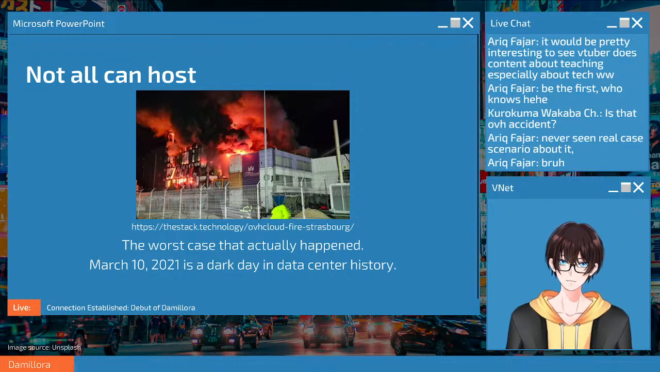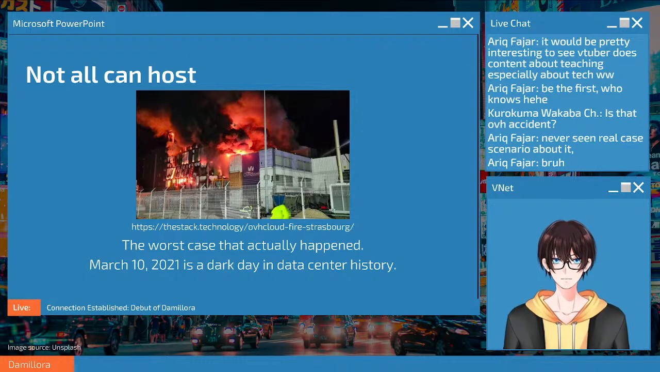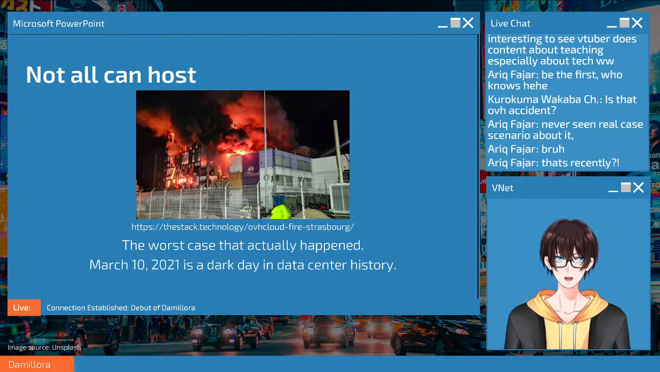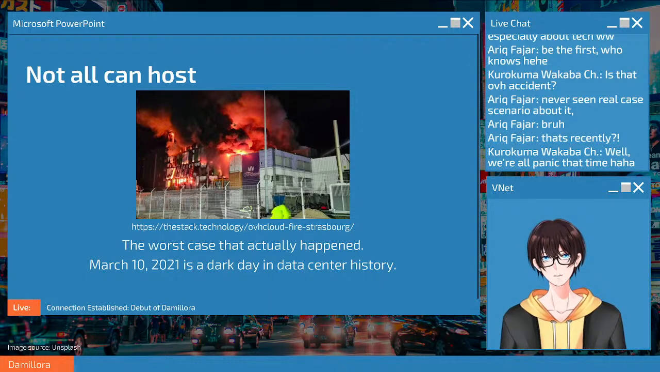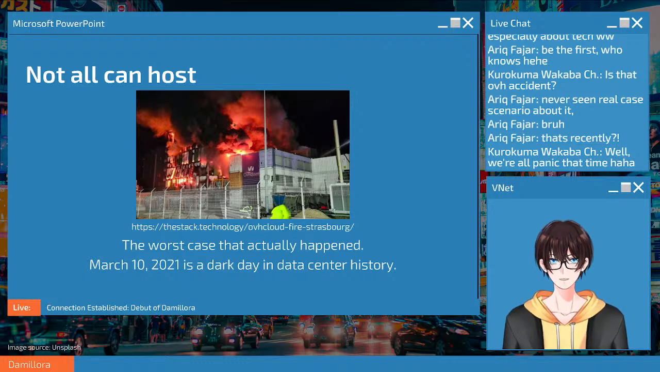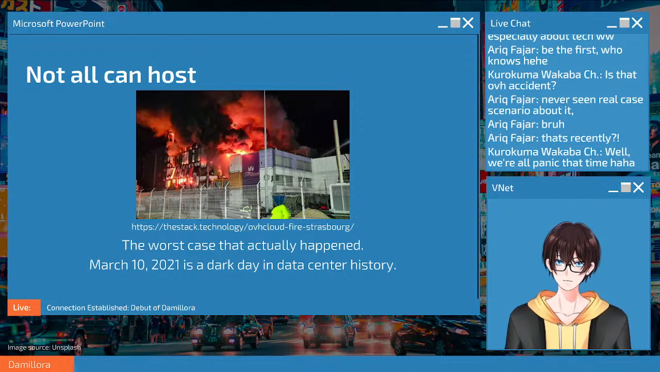Okay, let's switch to my phone to see what is actually, yeah. Basically, the founder of OVH live tweeted. That's recent? Yes, it's in 2021, just about 3 months ago that this fire incident happened. So let me move to my phone here to showcase. Well, we were all panicked at the time, haha. Yeah, that was quite the panic there.